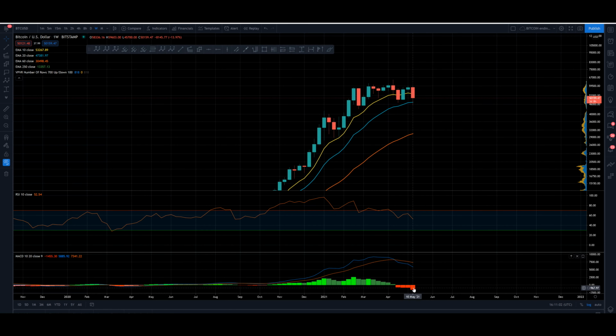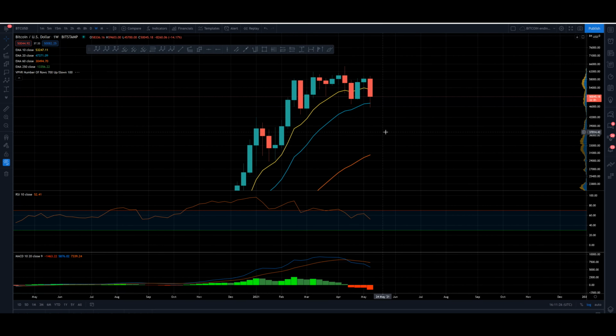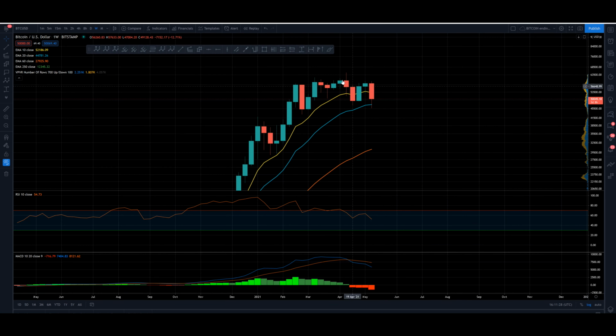A dark bar on the histogram here on the MACD for this week, showing more bearish price action. Crossover of the short and long-term moving averages. Short-term moving average now accelerating away from a long-term moving average, which is also rolling over. The 10 is rolling over, the 20 flatlining here as well. So there is potential for a more sustained sell-off, but we have to see what kind of price action we get in the next couple of weeks.